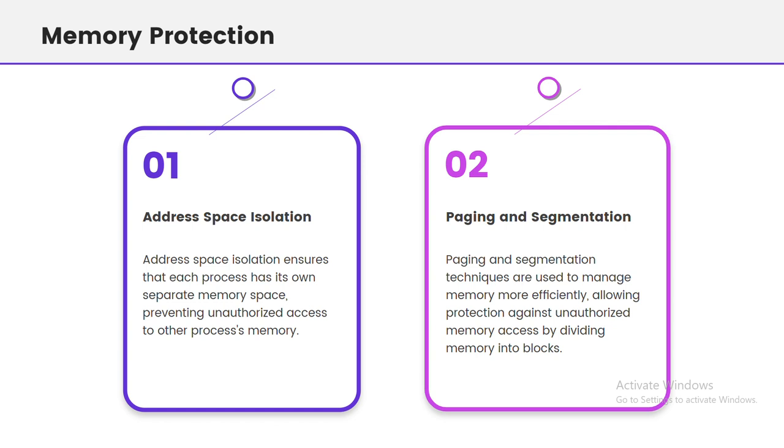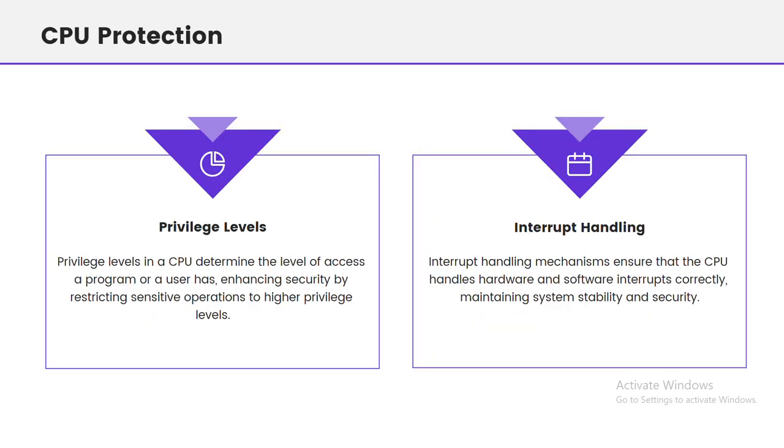There are two types: address space isolation, and paging and segmentation. Address space isolation ensures that each process has its own separate memory space, preventing unauthorized access to other processes' memory. Paging and segmentation techniques are used to manage memory more efficiently, allowing protection against unauthorized memory access by dividing memory into blocks.